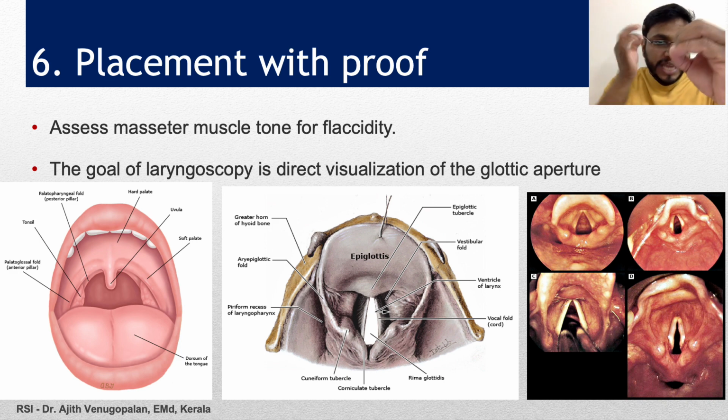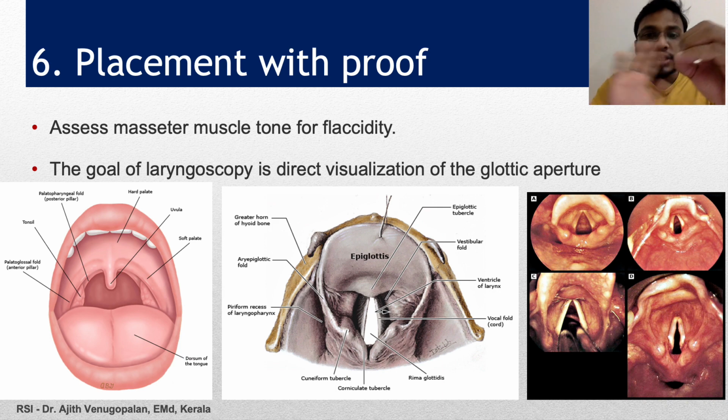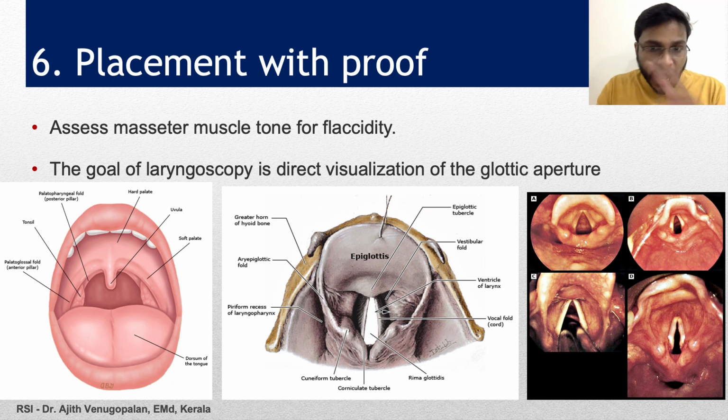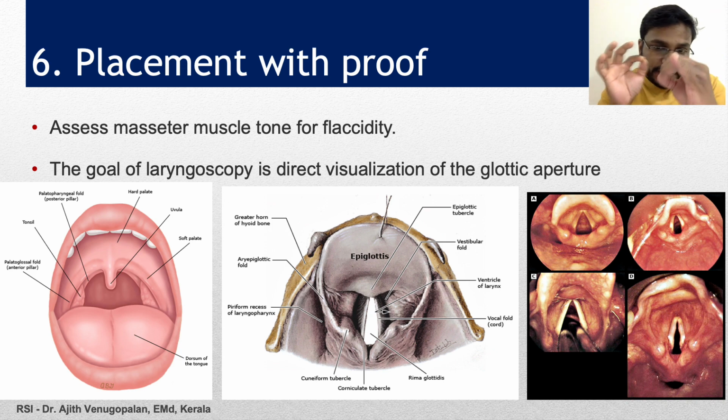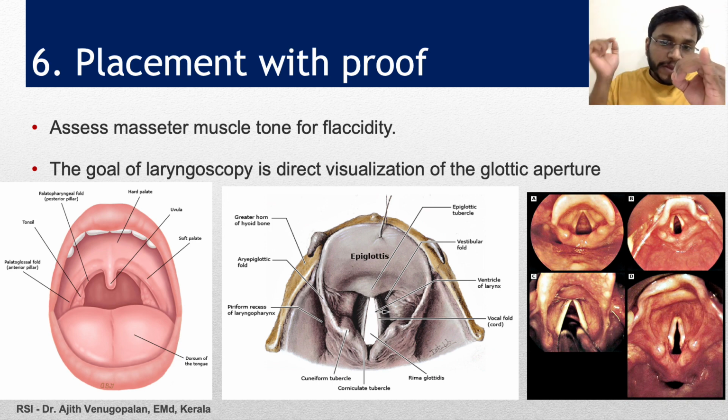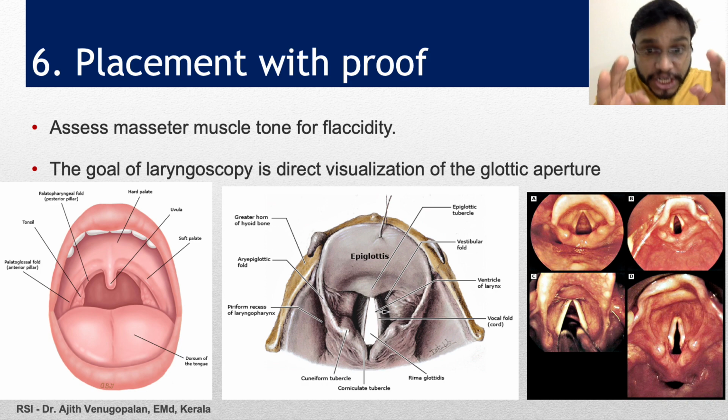Once you enter, make sure that it doesn't block your vision. It is very common that you enter the ET tube and the vision is blocked. That should not happen. Your vision should be fixed. As I told earlier, your eye should be fixed, your scope should be fixed. You're going to enter through the side, and you already have the visualization of the vocal cord. So you're going to enter it through the side and slide it into the trachea so that your vision is not blocked.